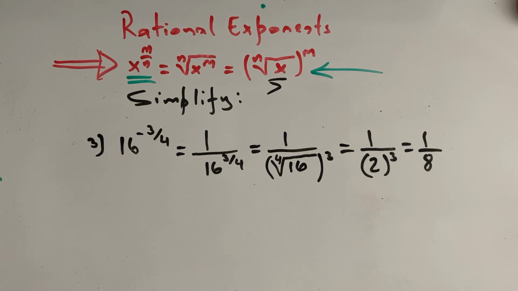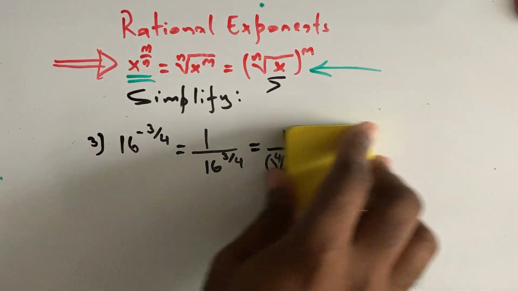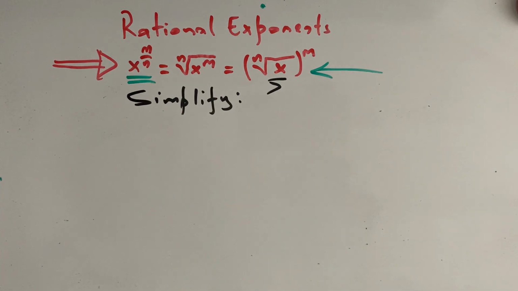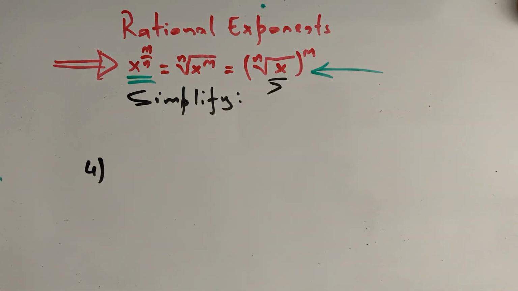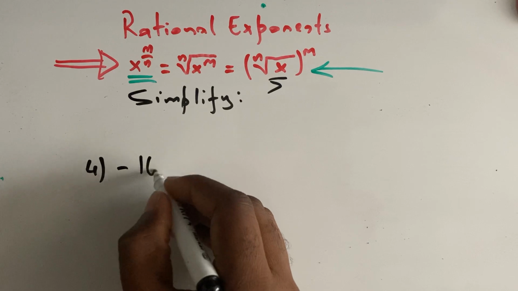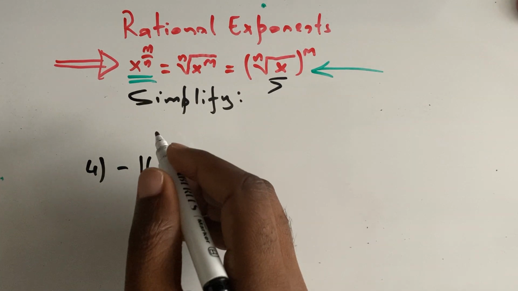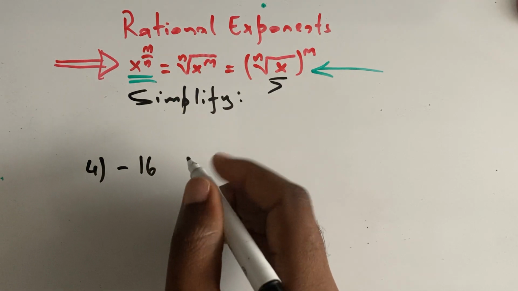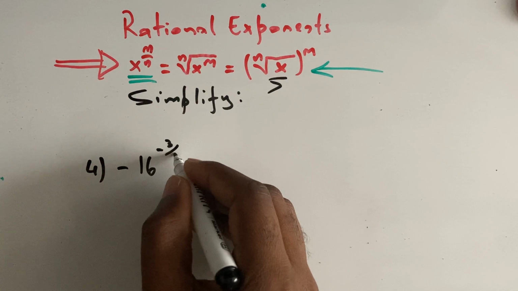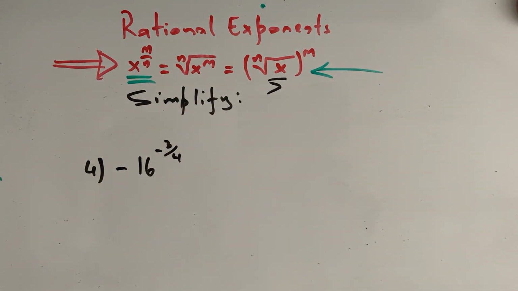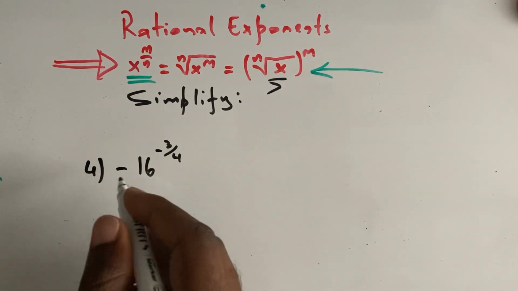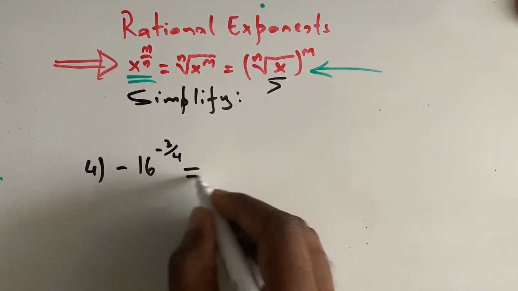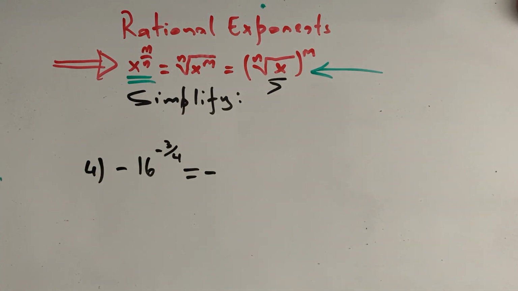Now let's try another one, okay? Number 4. So for number 4 here, let's say you have negative 16 to the power of negative 3/4, okay? One thing to know here is that the negative 3/4 does not affect the negative sign that's here, because there's no parenthesis here. In other words, whatever you do, keep that guy outside, because it's not part of what you're doing, because the exponent does not affect it, okay?